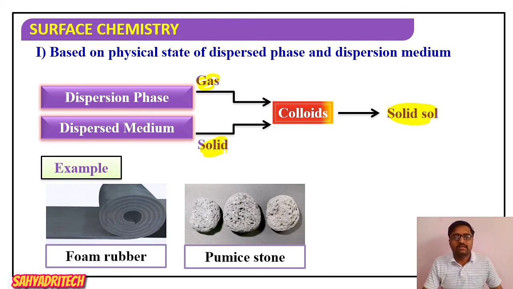So just to repeat, what do you mean by solid sol? A type of colloidal system. Here gas is the dispersed phase and solid is the dispersion medium. You might have seen both of these, foam rubber as well as pumice stone. So these are examples of solid sol.